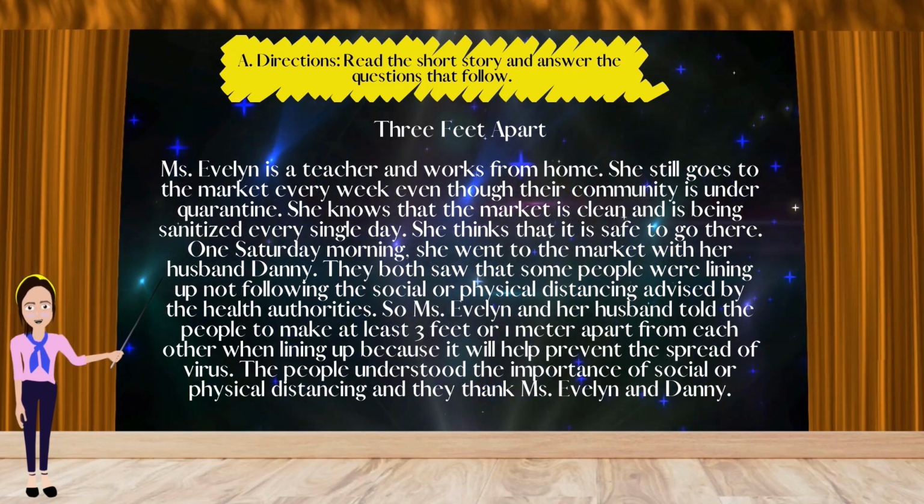One Saturday morning, she went to the market with her husband, Danny. They both saw that some people were lining up not following the social or physical distancing advised by the health authorities. So, Miss Evelyn and her husband told the people to make at least 3 feet or 1 meter apart from each other when lining up because it will help prevent the spread of virus. The people understood the importance of social or physical distancing and they thanked Miss Evelyn and Danny.